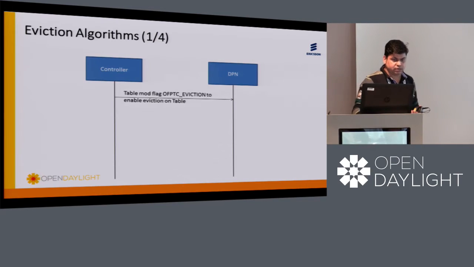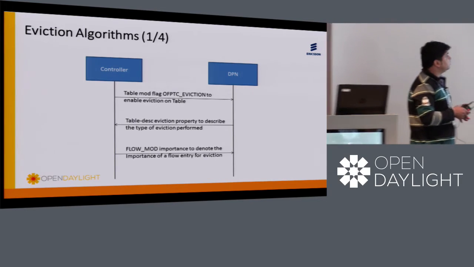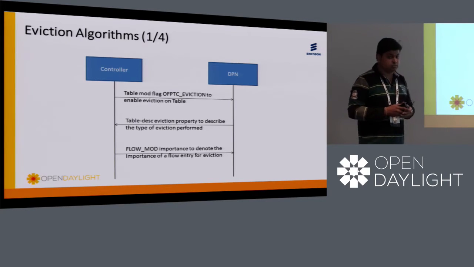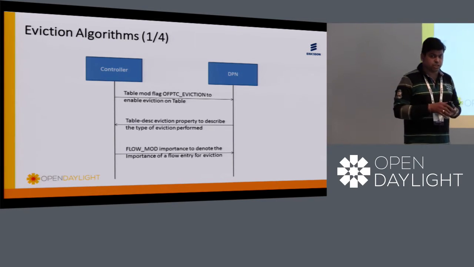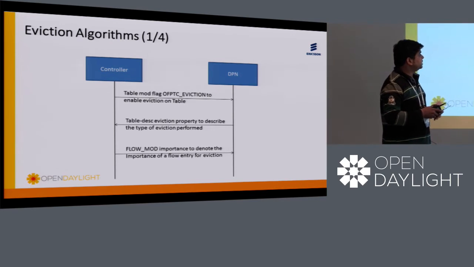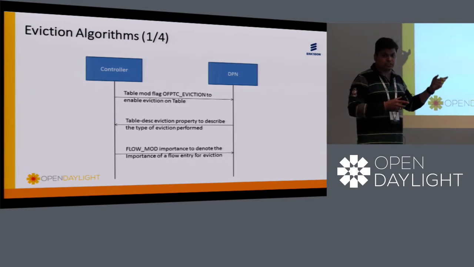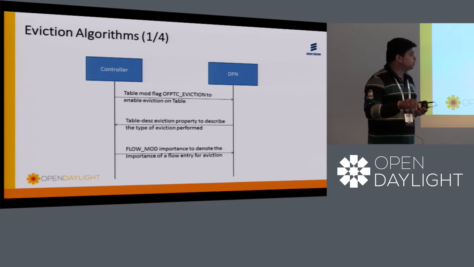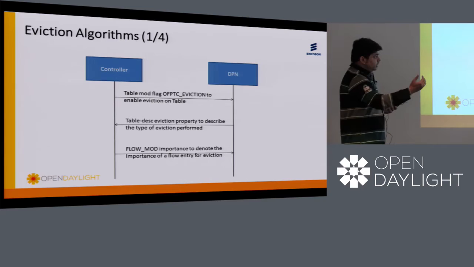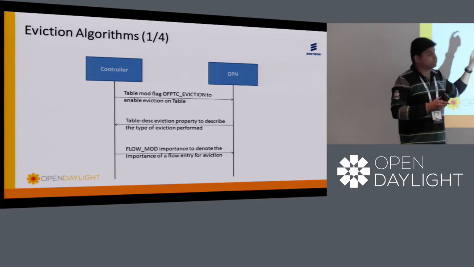So now we'll see the second enhancement from the 1.4 spec, which is the eviction algorithm. So this particular sequence diagram will explain what the eviction algorithm does. So basically, when the controller sends the table description feature, the table mod message, it states a property which is eviction. This will let the switch know that the controller wants to enable the eviction property on the particular table or a switch. In reply to this, the table description message from the switch will let the controller know the way in which the eviction will be performed.